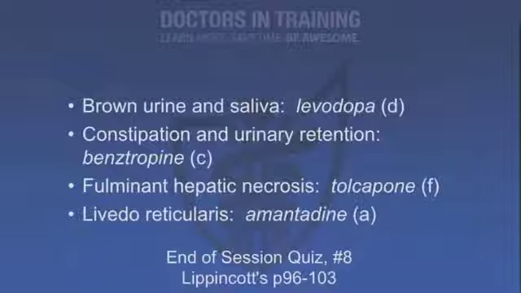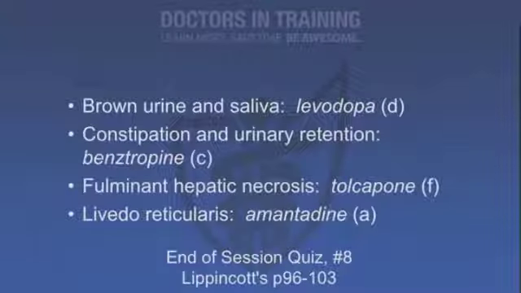Our next question, match the adverse effect to the Parkinson's disease therapy. The first one, brown urine and saliva, that's easy, that's levodopa. Constipation and urinary retention, this is our anticholinergic effect, so bloated as a toad is our way of remembering the urinary retention and constipation. The only antimuscarinic drug on this list is benztropine.